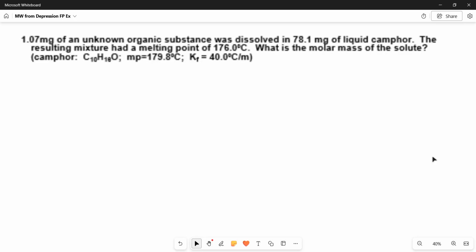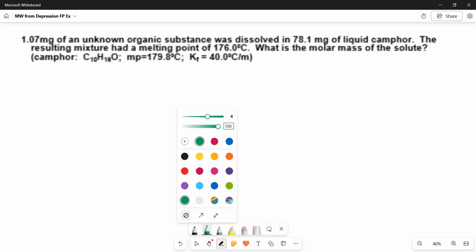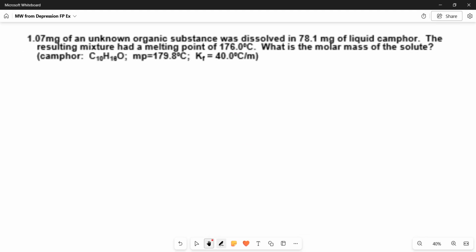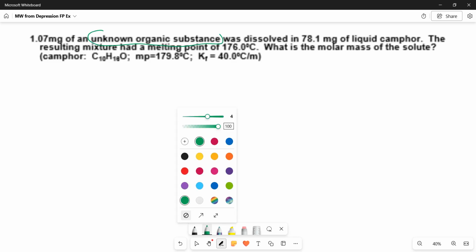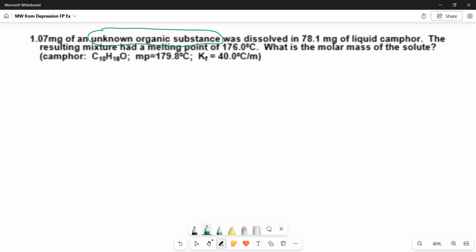It says we have 1.07 milligrams of an unknown organic substance. So that is why we cannot just look up the molar weight on the periodic table, because this is unknown. So let's continue seeing what else they give us. It was dissolved in 78.1 milligrams of liquid camphor. The resulting mixture had a melting point of 176 degrees Celsius. That's the mixture. That's the depression new freezing point. What is the molar mass of the solute?